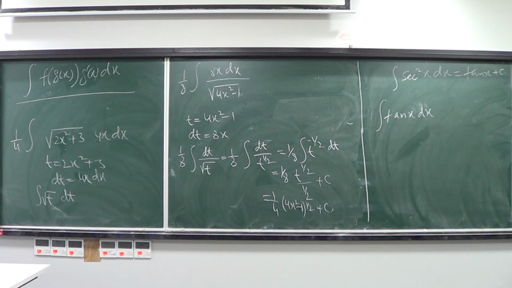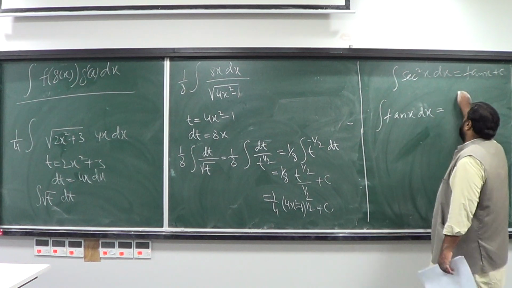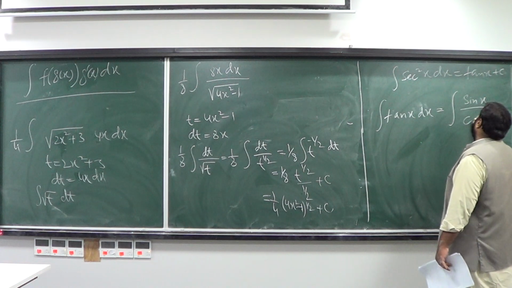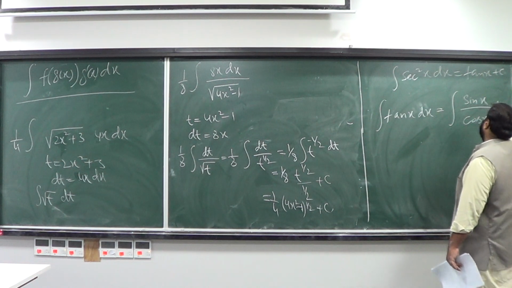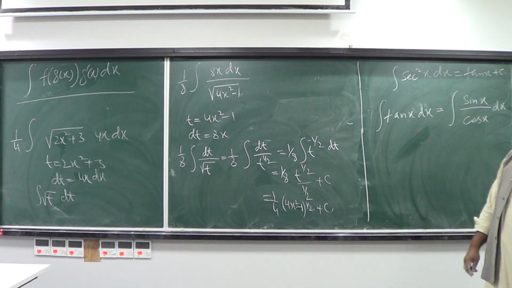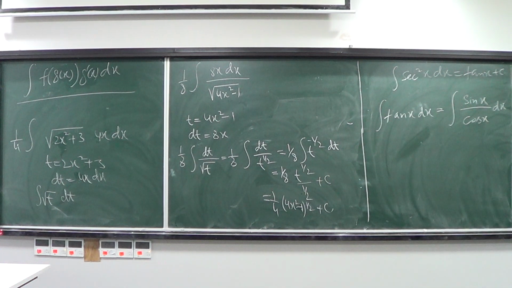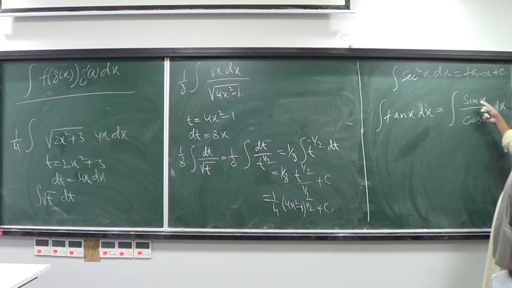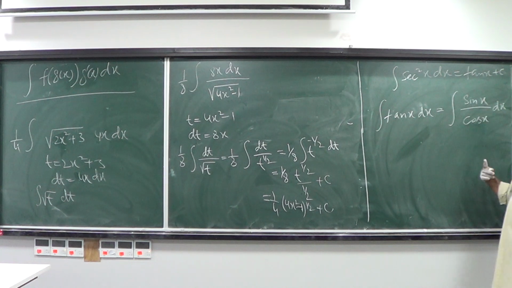So how to deal with it? We can do one thing: I have sin x divided by cos x dx, since tangent is sin x over cos x, so I can write it in this manner. Now what should I do? I have to do a substitution. Interestingly, the derivative of cos is sine, and of sine is cos. So what substitution should I make?